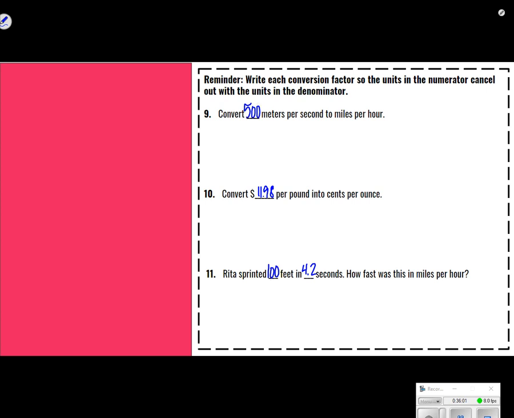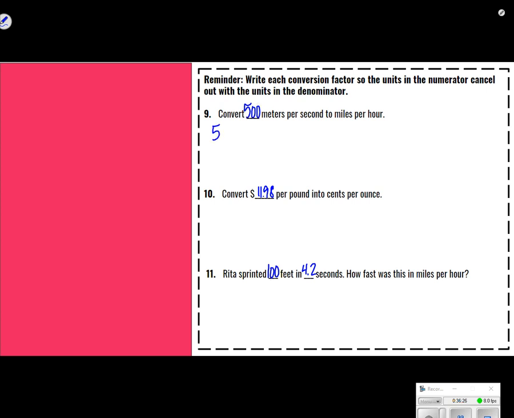So now what we were doing was changing one unit into a different unit. Now we're changing meters to miles. We're changing seconds to hours. So we've got these rates, and we're changing not just one unit, we're changing 2 units. Now that's probably the most that you're ever going to change.